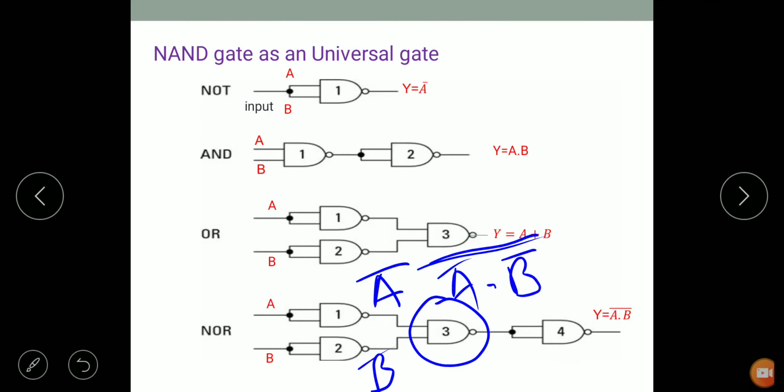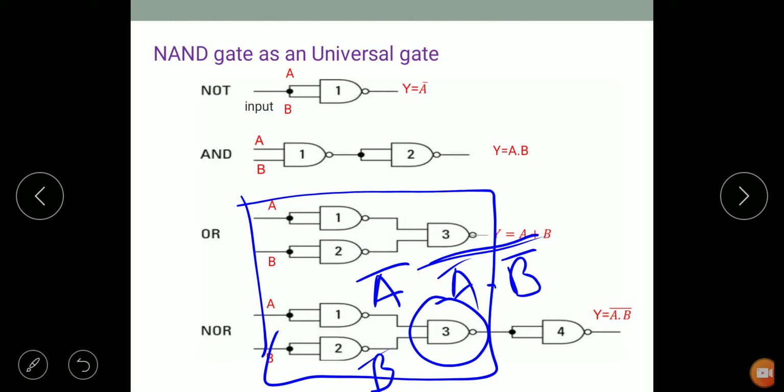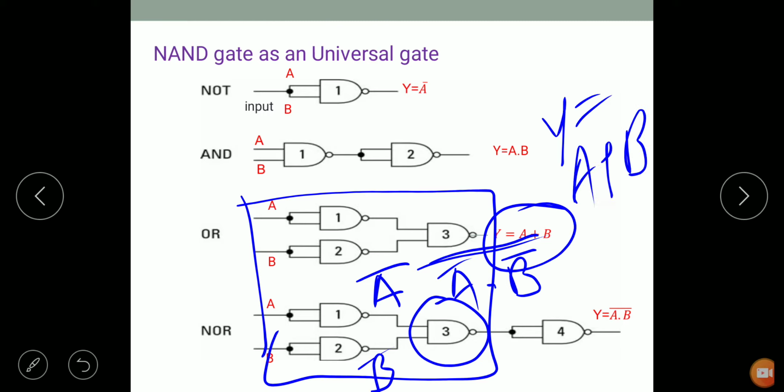Now it will again pass through a NAND gate. If we see here, this portion is similar, and this also contains 3 NAND gates. So what will this construction give? Y is equal to A plus B. But if we take another NAND gate, then it will give A plus B whole bar.